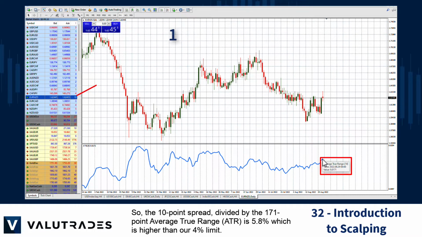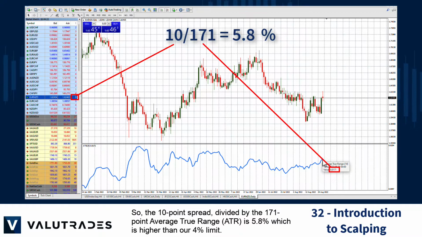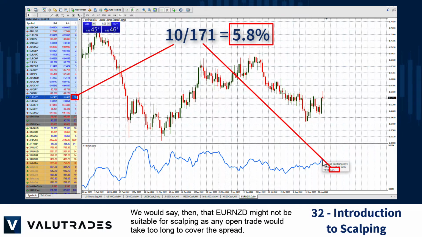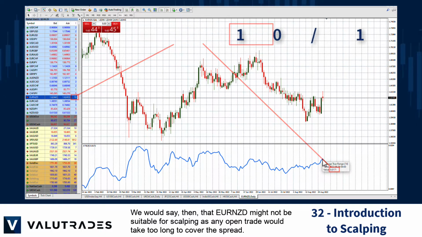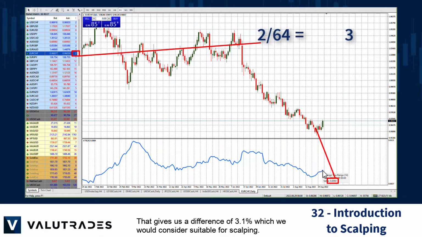So, the 10-point spread divided by the 171-point Average True Range, ATR, is 5.8%, which is higher than our 4% limit. We would say then that Euro-Kiwi might not be suitable for scalping, as any open positions would take too long to cover the spread. Let's try Euro-Swiss franc, where the spread is a tiny 2 points and the ATR is 64 points. That gives us a difference of 3.1%, which we would consider suitable for scalping.